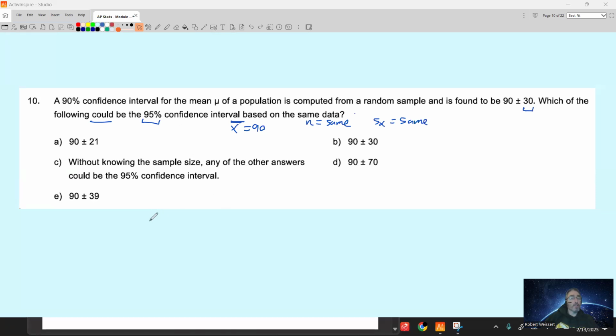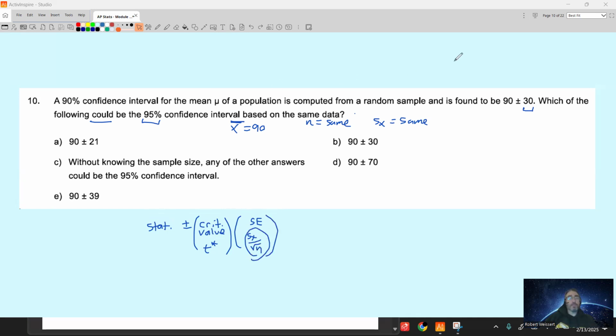So remember, our confidence interval is our statistic plus or minus your margin of error, which is made up of your critical value. And remember, in this case, for means, it's T star multiplied by your standard error, which in this case is going to be the standard deviation divided by the square root of n. Now that's not going to change, okay? So the only thing that's going to change is your critical value.